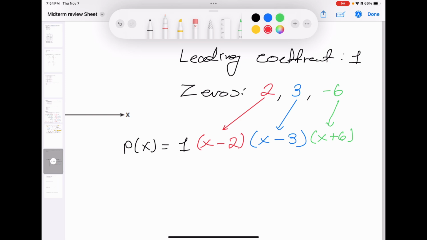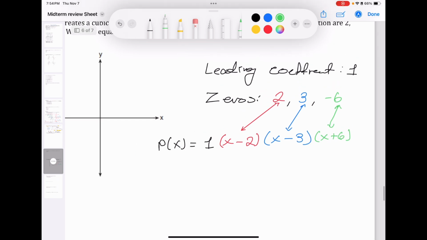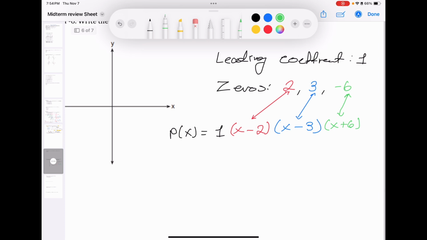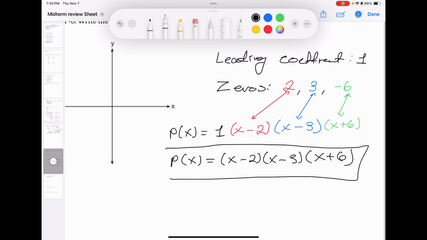And these go both ways. So I'm going to put an arrow here. Put another arrow on this side. Put one more on this side here. And then that's our polynomial. And we can rewrite it. The 1 doesn't do anything to it on the outside. So p of x equals x minus 2 times x minus 3 times x plus 6. There we go.